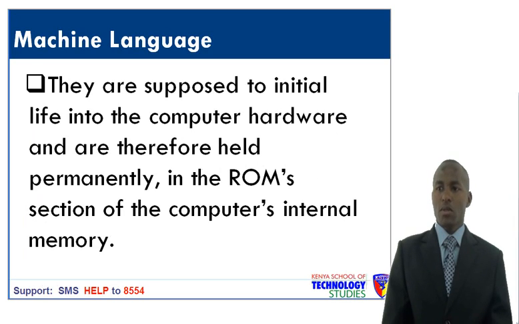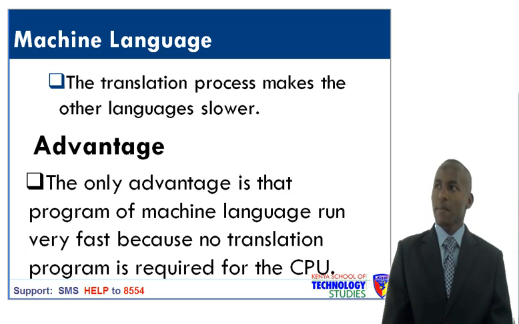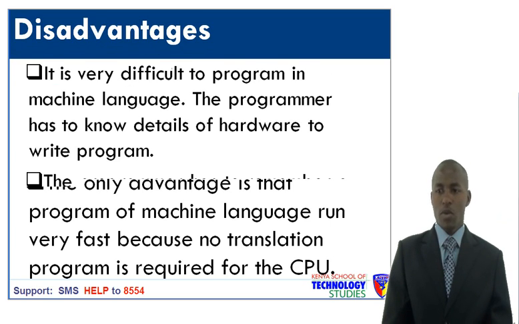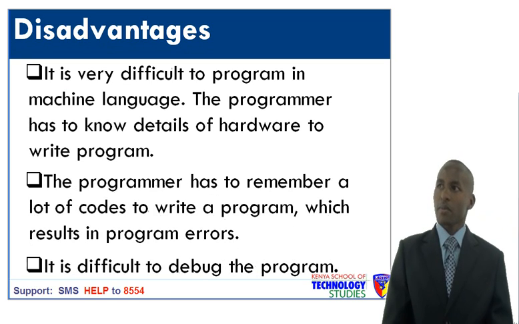They are supposed to initiate life into the computer hardware and are therefore held permanently in the ROM section of the computer's internal memory. The translation process makes the other languages become slower. Advantages of machine language. The only advantage is that programs of machine language run very fast because no translation program is required for the CPU.